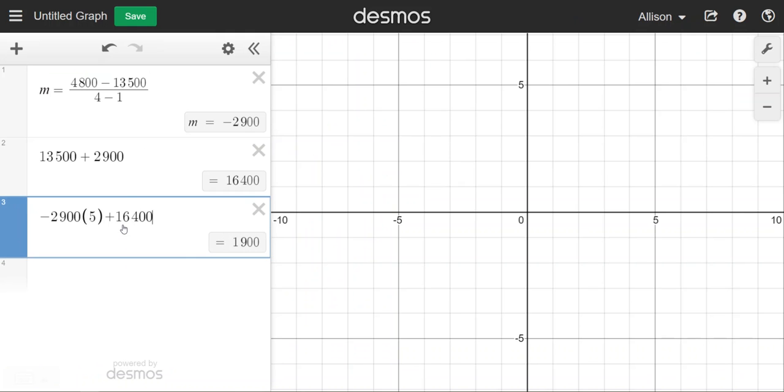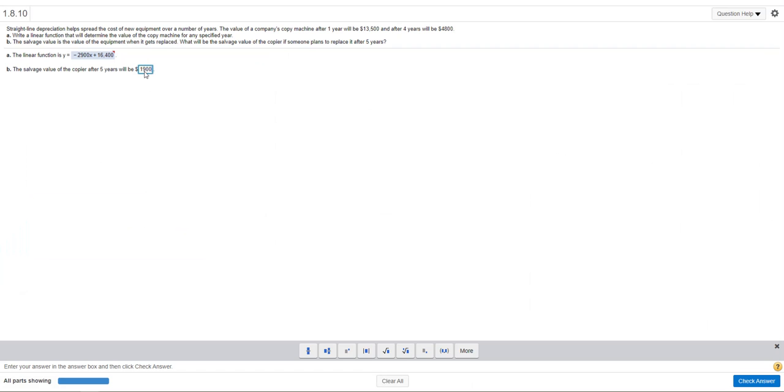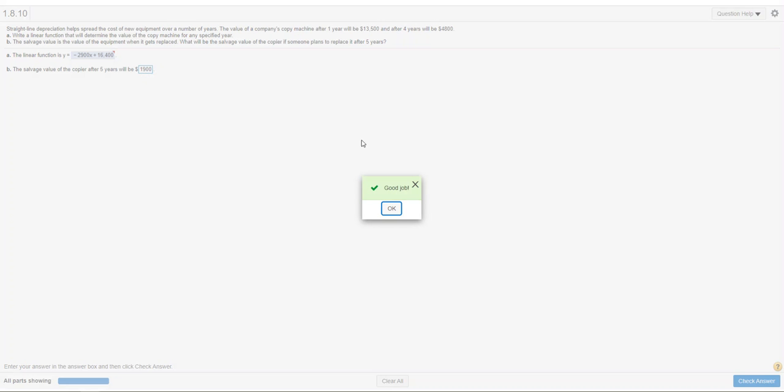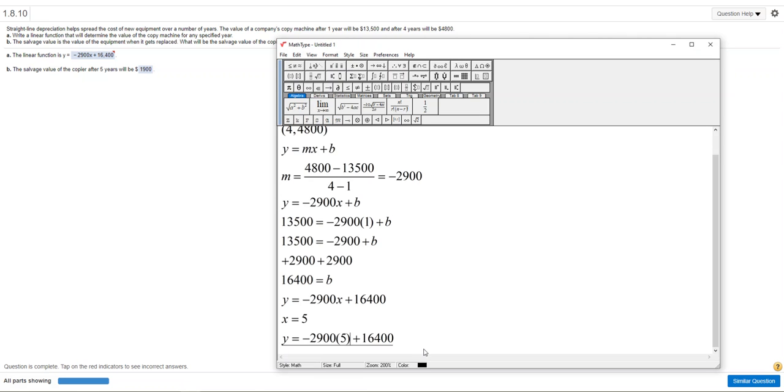And so it turns out that the value of the copier after 5 years is $1,900. There we go. Okay, so that answers the question.